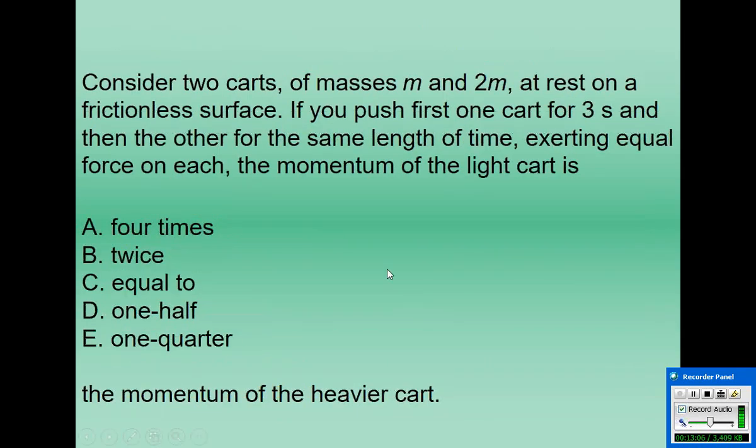Now let's apply this idea to this conceptual question. We have two carts, two wheeled things, and one of them has a mass of m and the other a mass of 2m. It has twice the mass of the first. Both start at rest. Don't ignore those two words, at rest. They start at rest on a frictionless surface, so we don't have to worry about friction. And we can also assume the surface is horizontal.